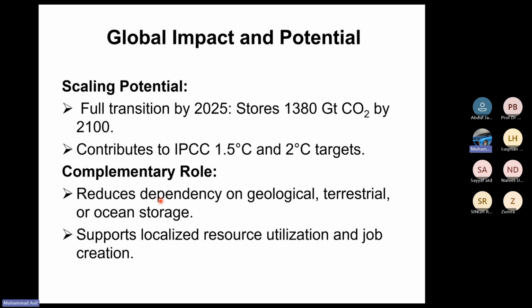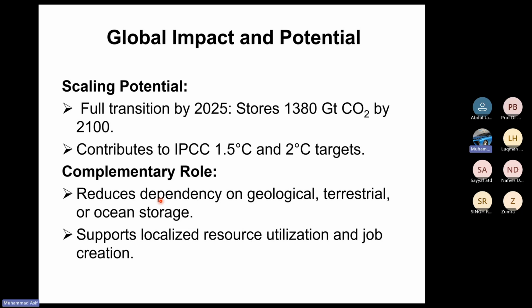So what will be the global impact? If we use this kind of biomass materials, fiber materials, and other materials for capturing carbon dioxide as building materials, with a full transition, it can have the capacity to store 1,380 gigatons of carbon dioxide by the 21st century. So if we have a 37 or 40 gigaton per year emission, it has a huge capacity to store this carbon dioxide, and it can be a sustainable solution.